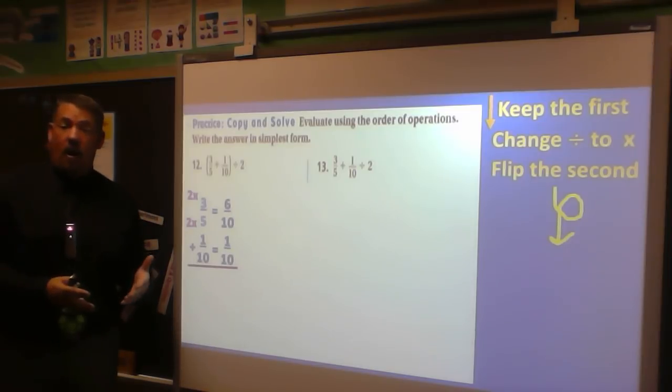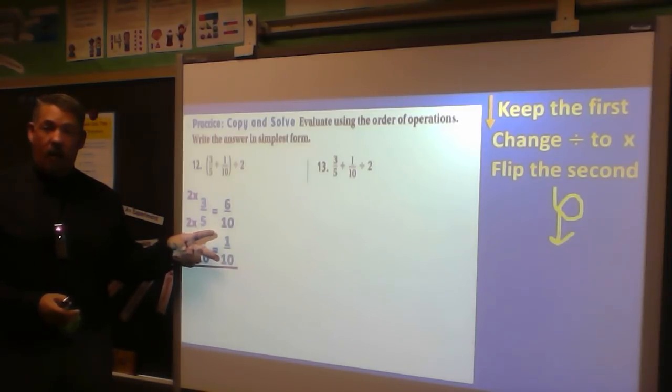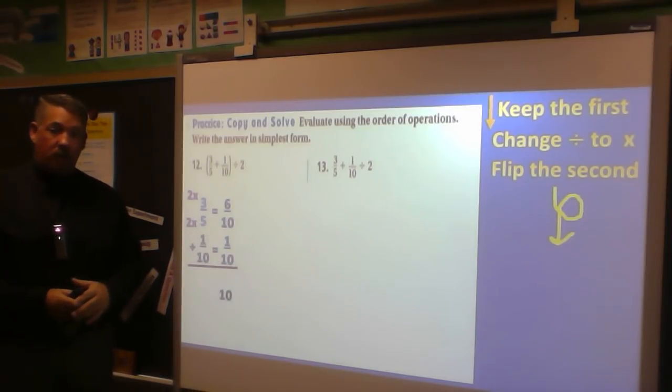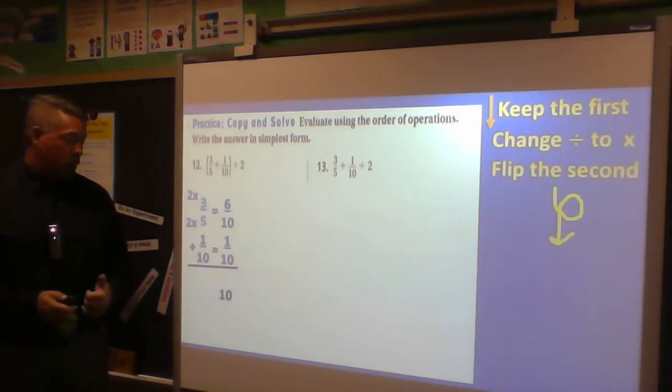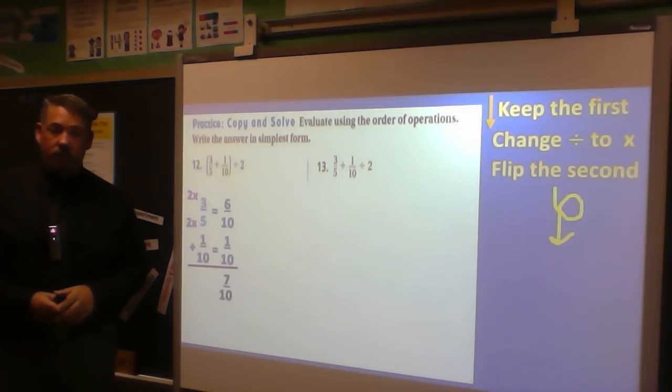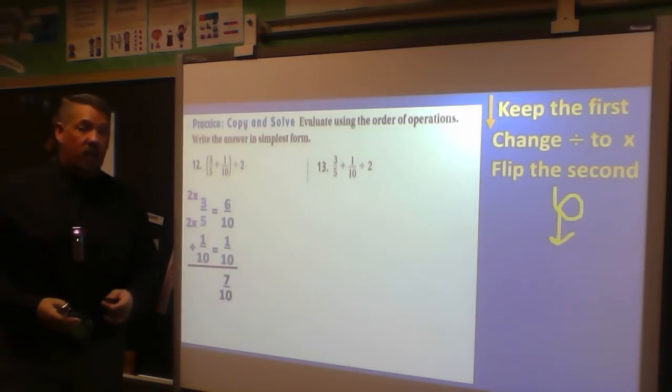What do I do with my denominator? Once I have the common denominator, then I simply keep it. And then I add my numerators. Well, I'm adding because 6 plus 1 is going to give me 7. Now I'm not done. I only did the first half.